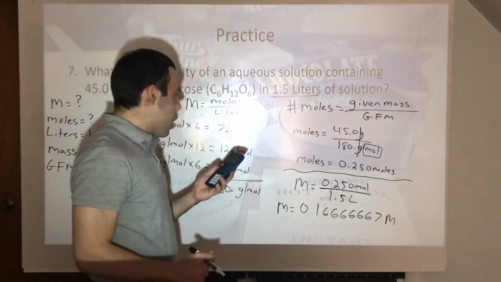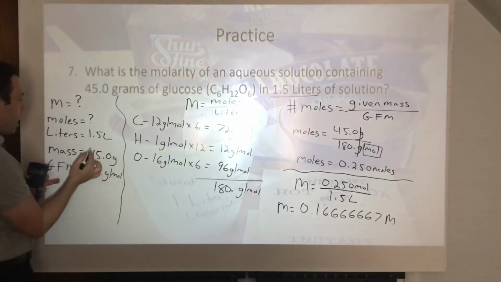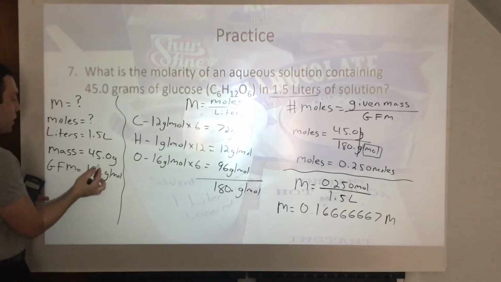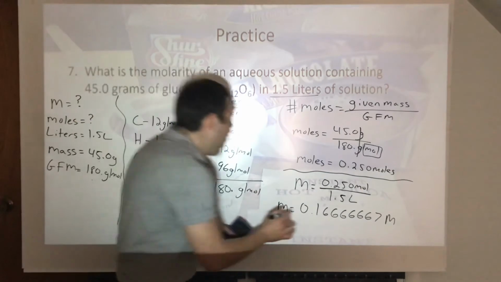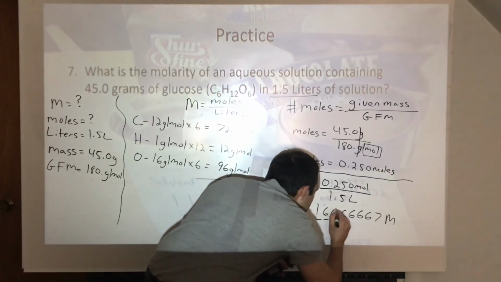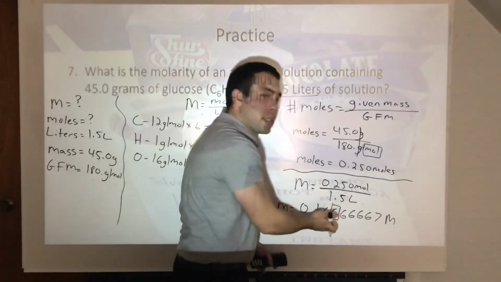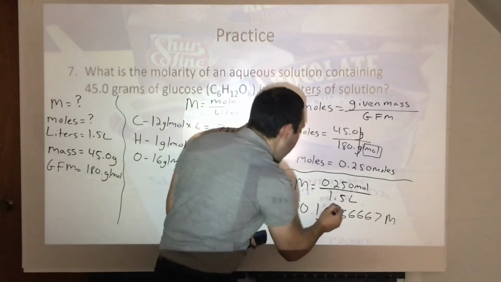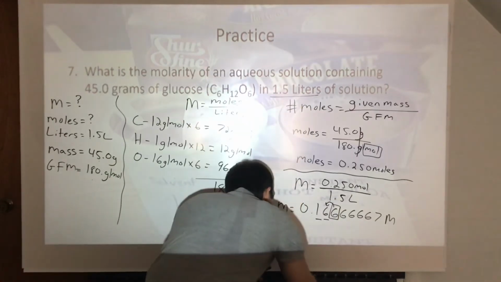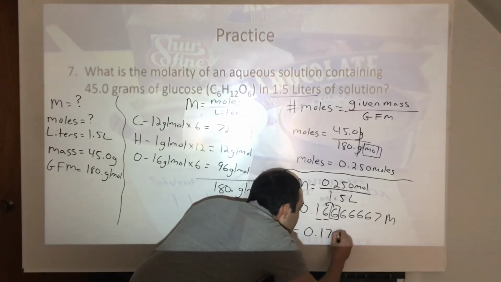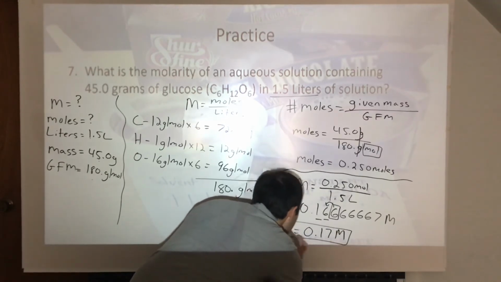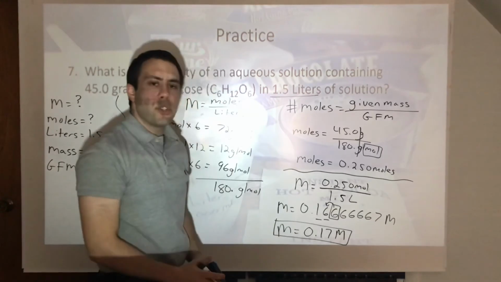molar. We round to, look at our original numbers, 2 significant figures, 3 significant figures, 3 significant figures. So our least number of significant figures is 2. 6, 5 and above, we round up. So our answer is 0.17 molar. And we box off our final answer.